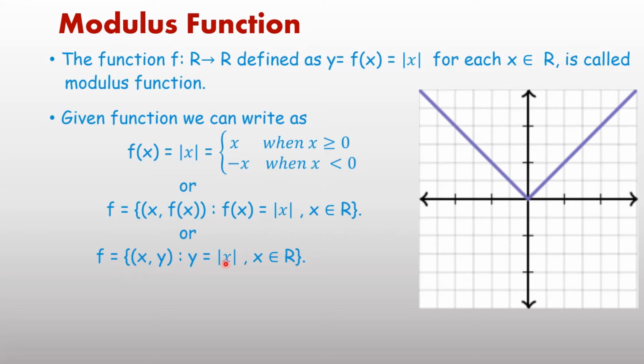Range means possible values of f(x) or possible values of y. And here you can easily observe, for any value of x, the value of y is always positive. Can you guess the minimum value of y? If we take x equal to minus 1, the value of y is 1. X equal to minus 1 by 2, the value of y is 1 by 2. If x equal to 0, then the value of y is 0. It implies the value of y is always greater than or equal to 0.